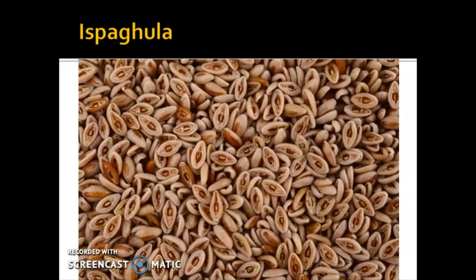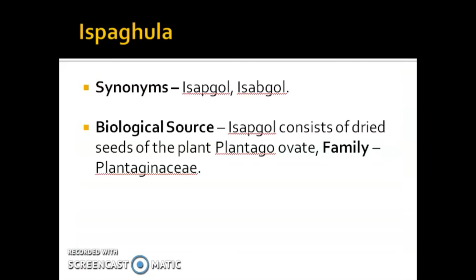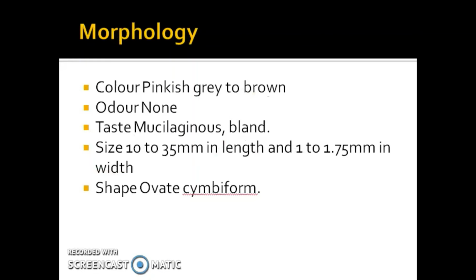Next drug is Ispaghula or Isabgol. Synonym: Isabgol. Biological source: Isabgol consists of dried seeds of the plant Plantago ovata, family Plantaginaceae. Color: pinkish gray to brown. Odor is none. Taste is mucilaginous, bland, and size 10 to 35 mm in length and 1 to 1.75 mm in width. Shape is ovate and cuneiform.